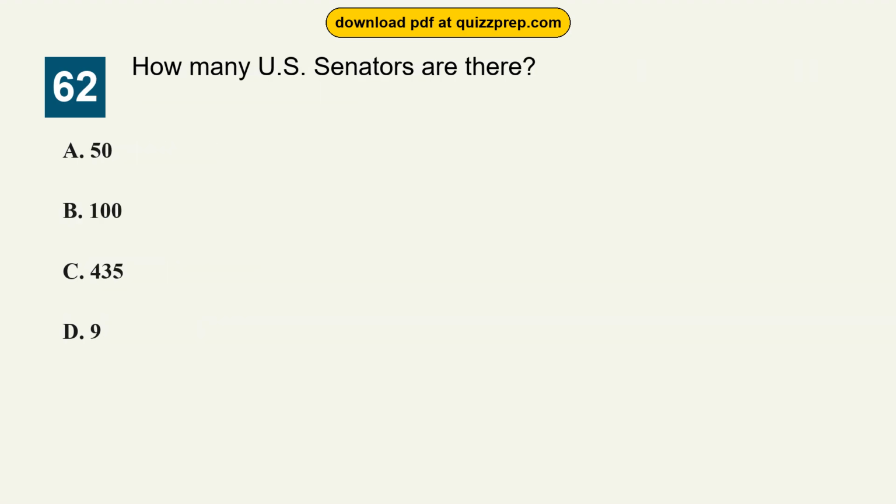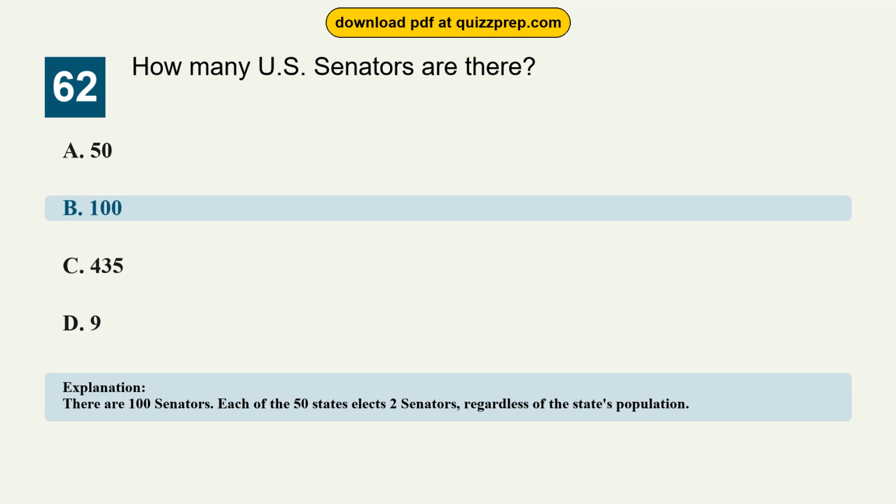Question 62. How many U.S. senators are there? Option A, 50. Option B, 100. Option C, 435. Option D, 9. The correct answer is option B, 100. There are 100 senators. Each of the 50 states elects 2 senators, regardless of the state's population.